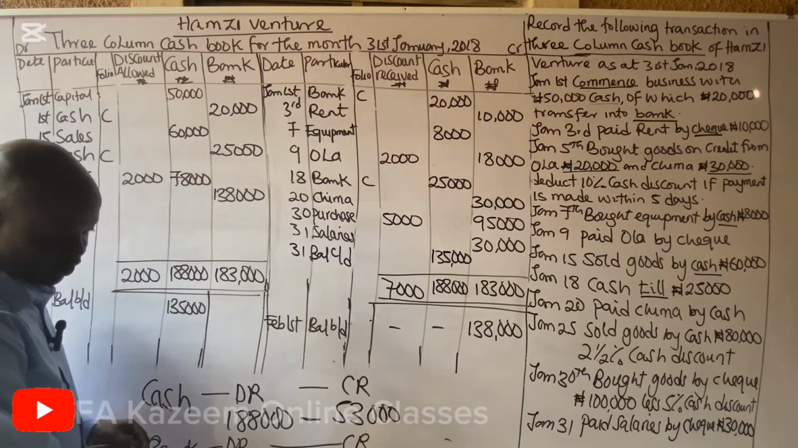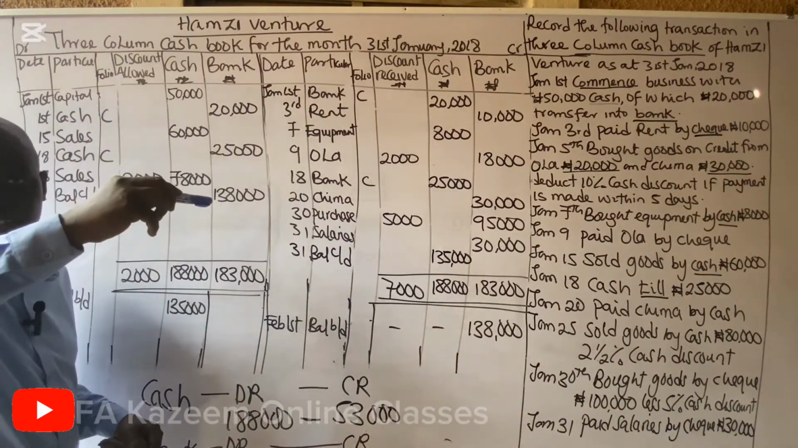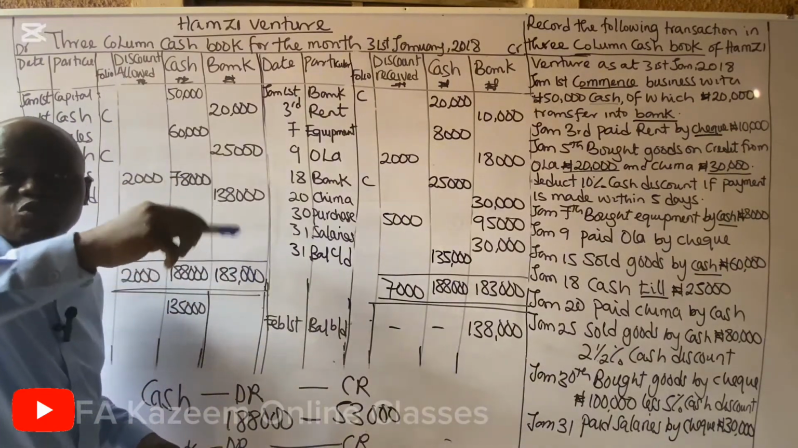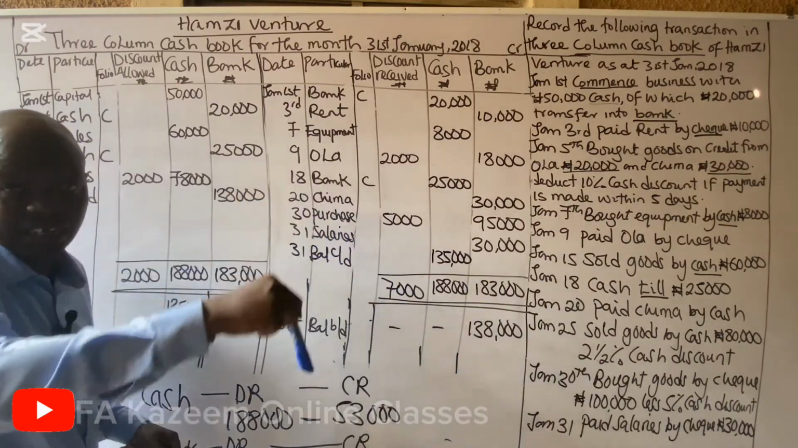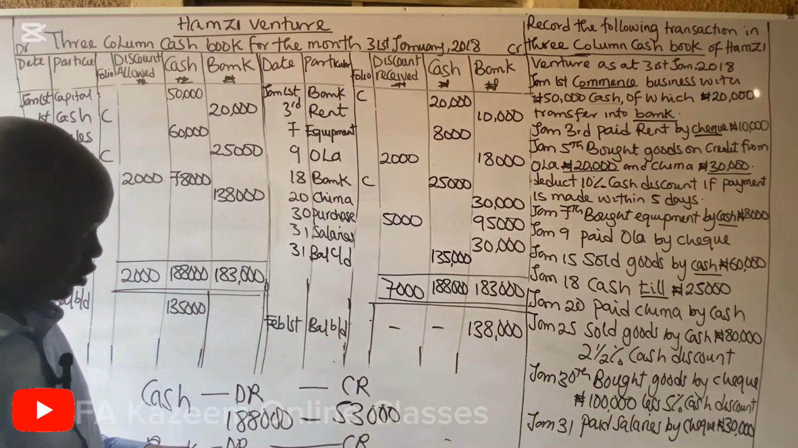They've taken more than what they have in the bank. What they have in the bank was 45,000. What they spent is 183. They spent more than what they have in the bank. And what can allow them to spend more than what they have in the bank is if they have applied for an overdraft.